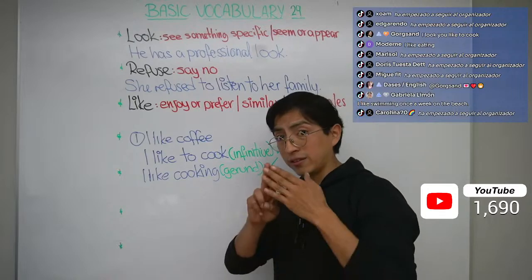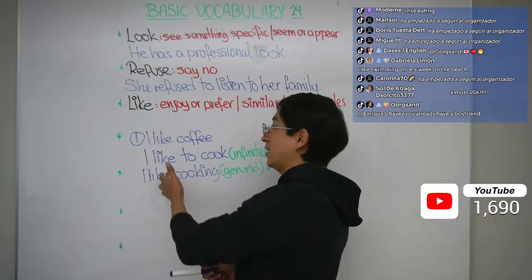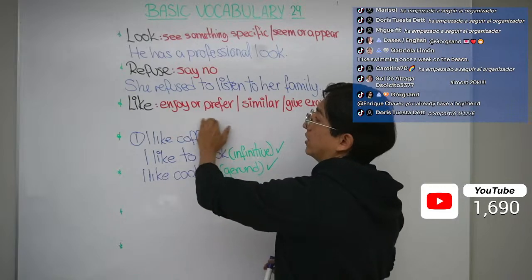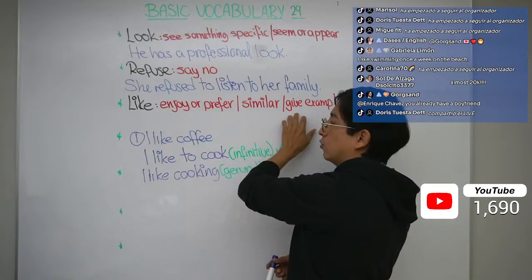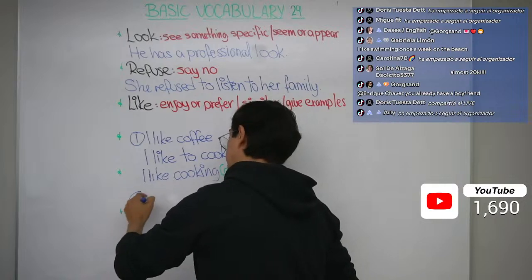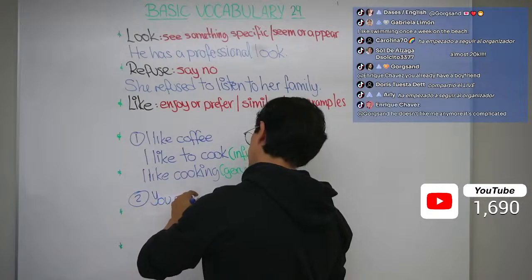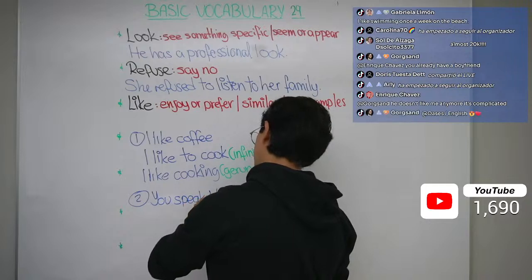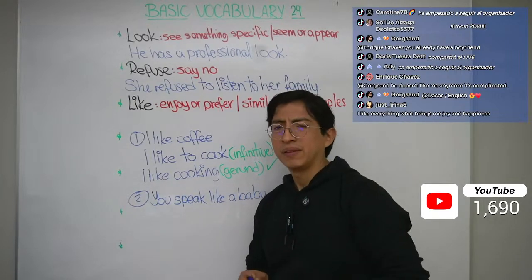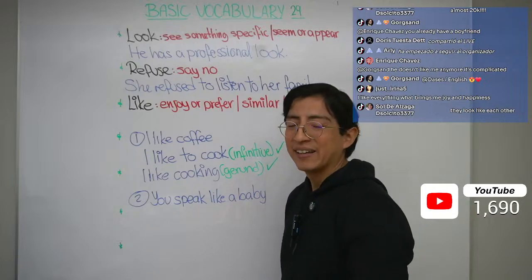Now, let's continue with the second meaning, okay? This is something that a lot of people forget because when they see like, they think, oh, like is to prefer, to enjoy. A lot of people only know this meaning, but they forget these two. Okay, let's start with similar. Let's see, for example, what if I say, you speak like a baby. Hey, you speak like a baby. Okay, your voice sounds like one of a baby.